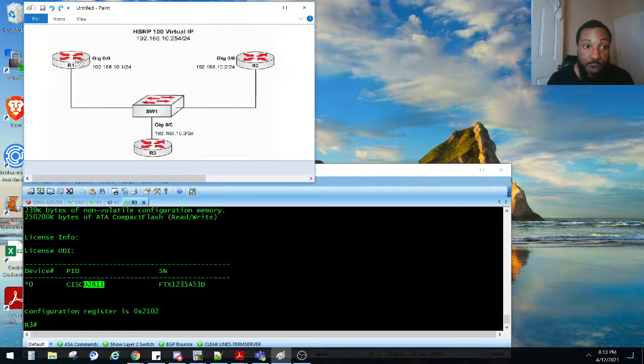So even if router 1 dies, he's still going to go to 10.254. He doesn't know who actually is 10.254. He just knows, oh, that's my default gateway. That's how I get to the internet. And that's what we're going to do here, right? So y'all give me a second.